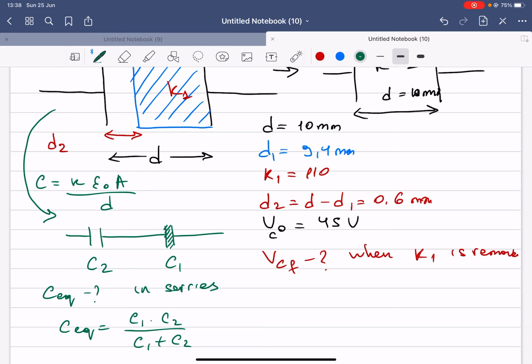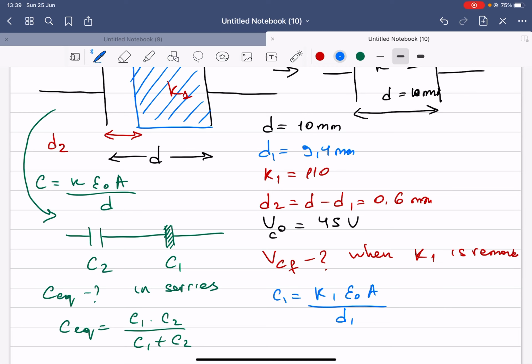Now, let's write down what C1 and what C2 are. So for C1, since it's filled with the dielectric constant, we can write down K1 epsilon naught, area of the capacitor, divided by D1.